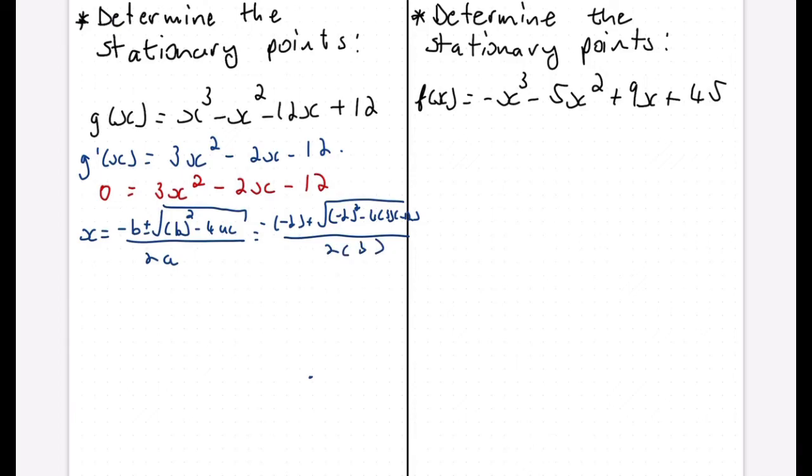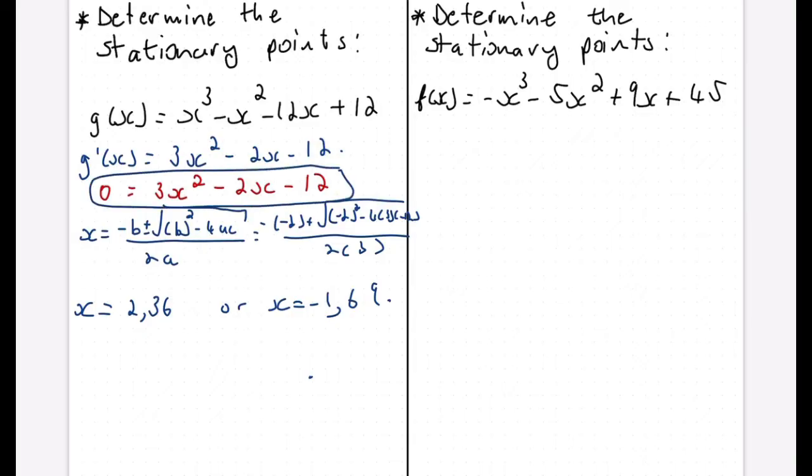Now, you can go ahead and press your calculator. I don't want to waste too much time in this video. So the x values you should get are 2,36 or negative 1,69. Now, you just found the x values of the stationary points, because it is only at the stationary points where the first derivative is equal to 0.